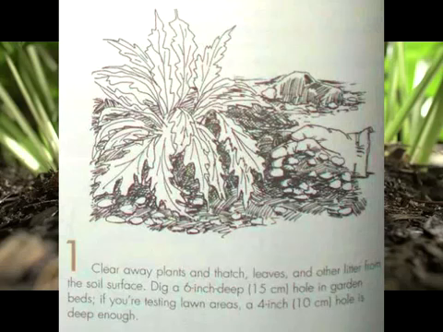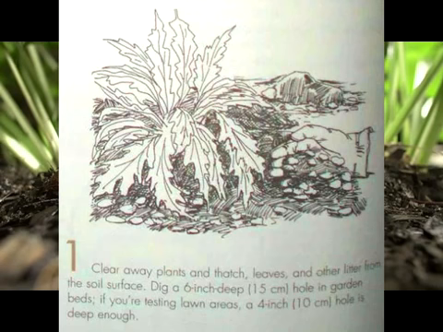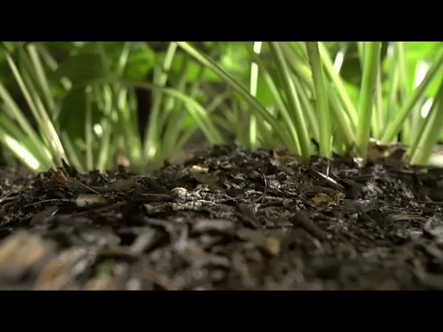Step 1. Clear away plants and thatch, leaves, and other litter from the soil surface. Dig a 6-inch deep hole in the garden bed. If you're testing lawn areas, a 4-inch hole is more than deep enough.